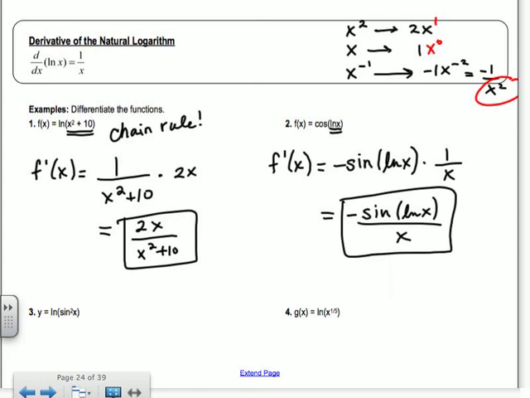You guys want to try another one? So 3. So y equals natural log of something, so that's like a u or an x or whatever. So if I was taking the derivative of a natural log of something, I do 1 over that something. And then the chain rule, so times the derivative of that something.